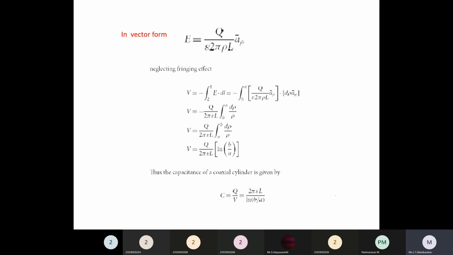Once you solve that, you can find out the capacitance value. So what will you be getting? 2 pi epsilon L divided by ln of B by A. That is the capacitance formula for the coaxial capacitor.